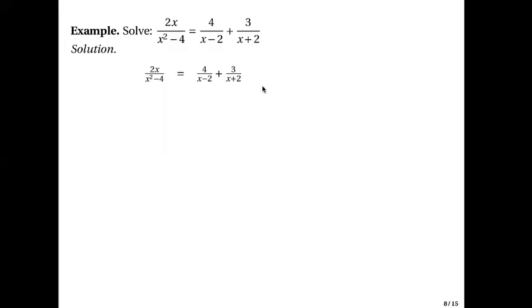So let us do this. For the next example, we have 2x over x squared minus 4 equals 4 over x minus 2 plus 3 over x plus 2. Now you might be asking, sir, I thought we'd just be doing polynomials or linear equations. Now we have rational expressions. We will see in the solution that this rational equation is actually equivalent to a linear equation.